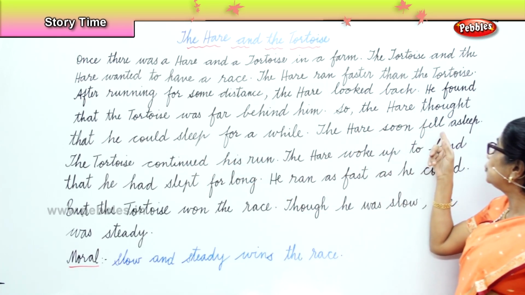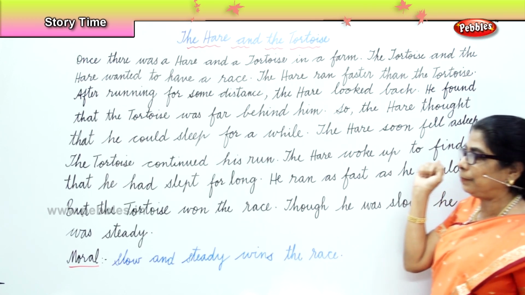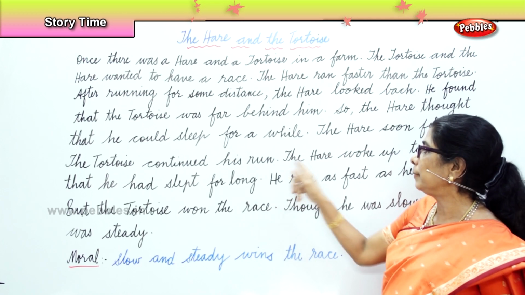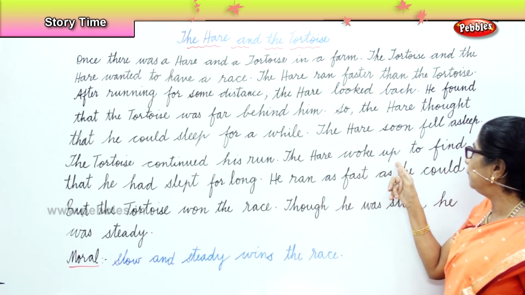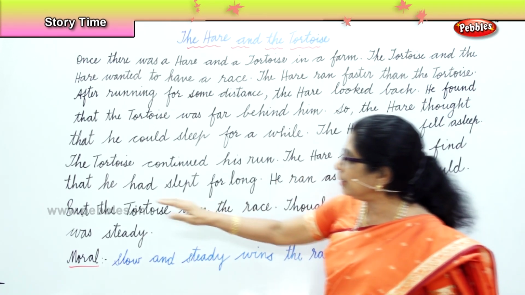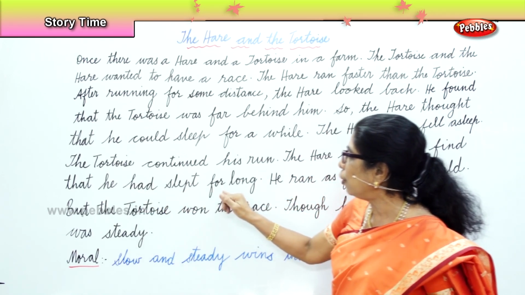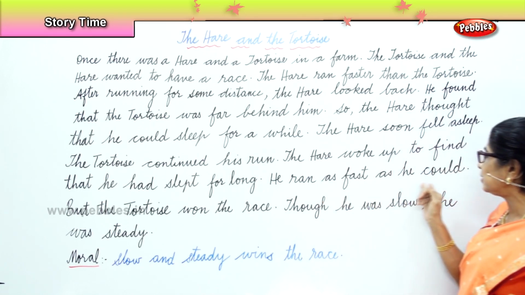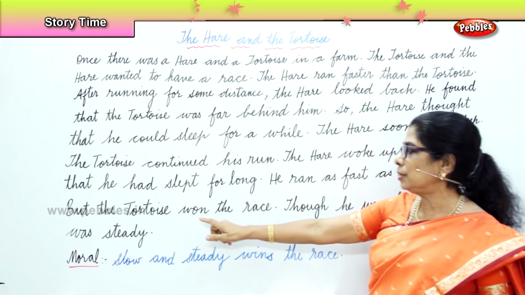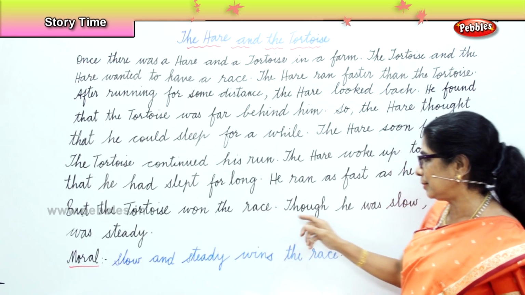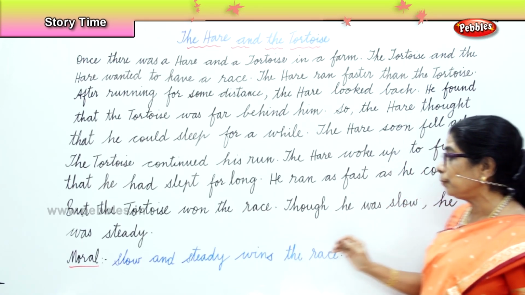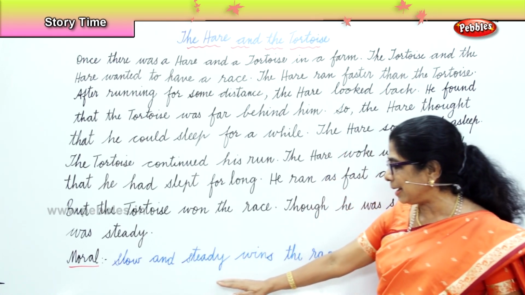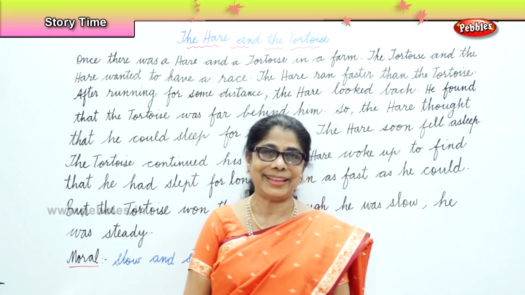The hare soon fell asleep. The tortoise continued his run. The hare woke up to find that he had slept for long. He ran as fast as he could, but the tortoise won the race. Though he was slow, he was steady. Moral: slow and steady wins the race.